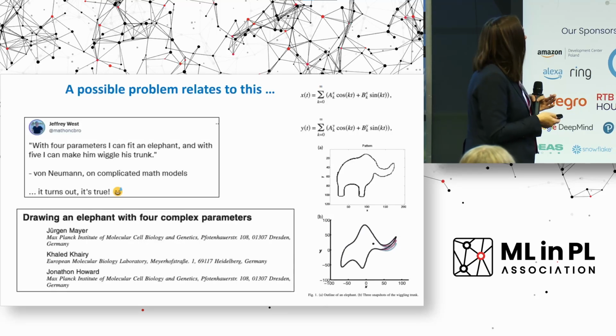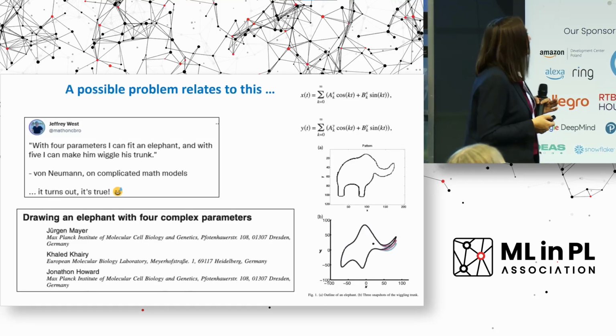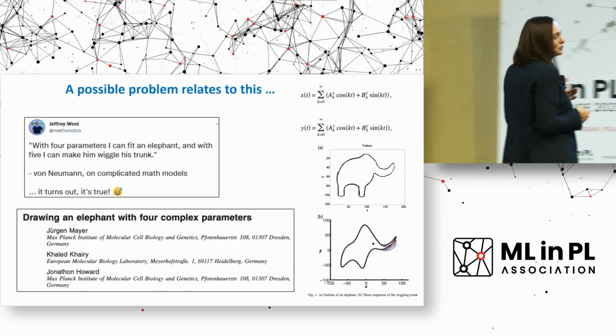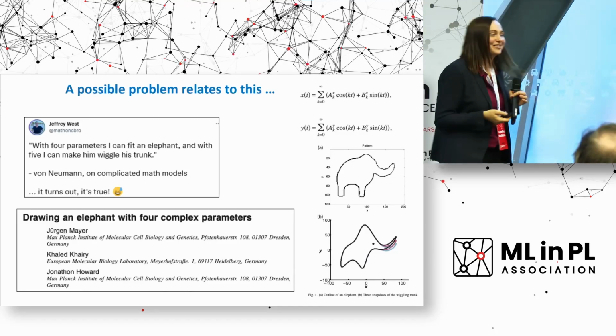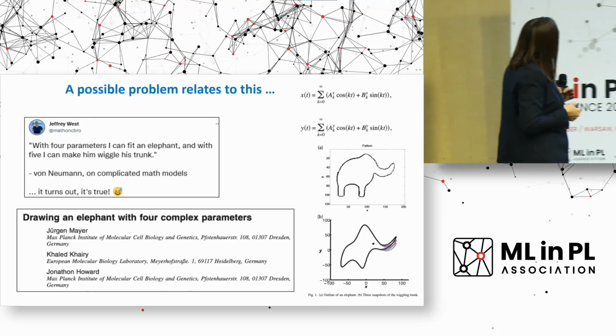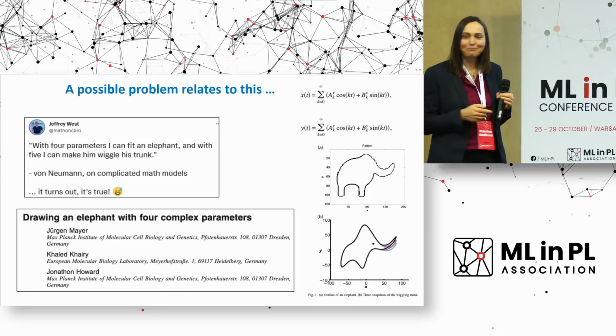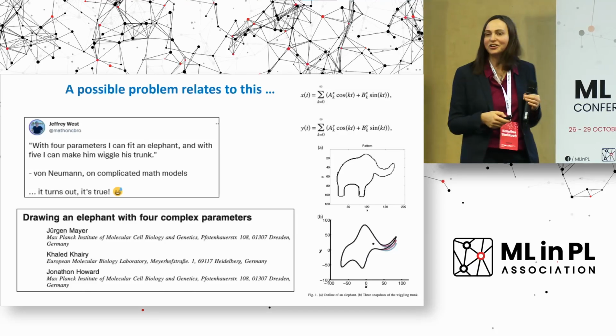So there is even a publication on this. I found it recently, thanks to Jeffrey West, who is one famous figure in oncology, which is called Drawing an Elephant with 4 Complex Parameters. Yeah? So if the parameters are complex, you can even make the elephant wiggle its trunk.